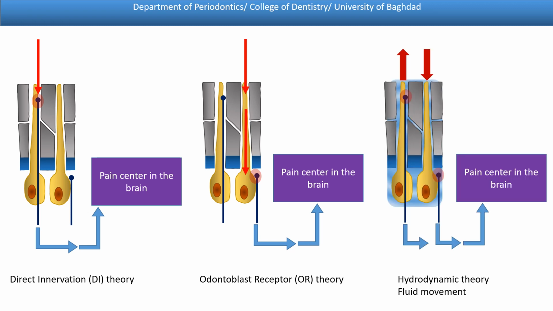The last theory, which is the hydrodynamic or fluid movement theory, states that the inward and outward movements surrounding the odontoblast processes will stimulate or transmit the signal to the nerve endings at the dentin pulp complex, thereby provoking the pain. And recently, it is the most accepted theory to explain this condition.